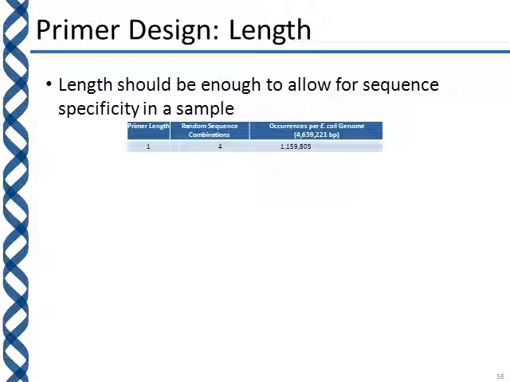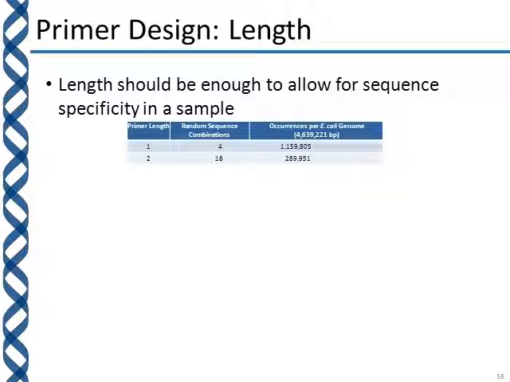And so if you pick a letter, let's say A, you would expect to find 1.1 million different A's within the randomly distributed E. coli genome. So you don't want to have that many places that your primers can bind. You want them to be far more specific than that.